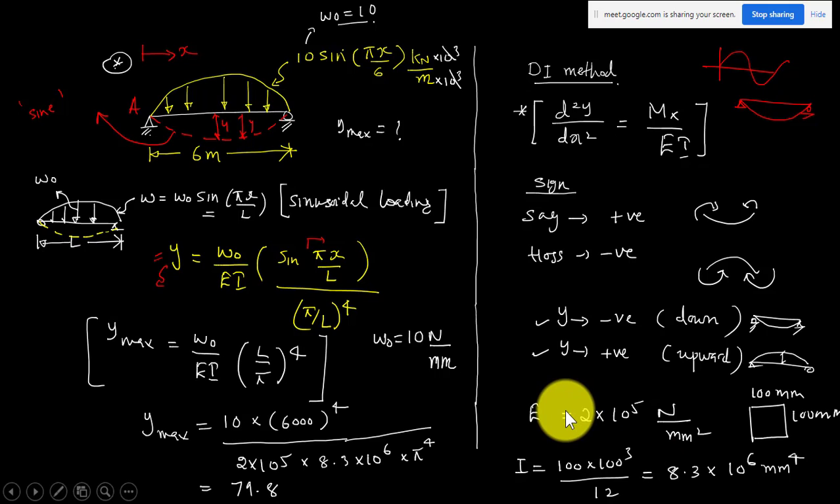So this value is coming something around 80. Okay, so you can work out that value. So this will be your maximum deflection. So two things you have to notice. This formula we derived yesterday.